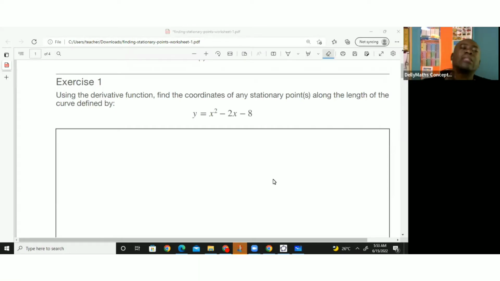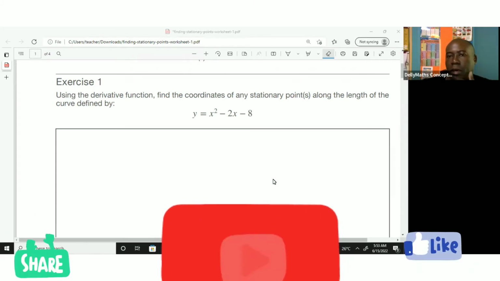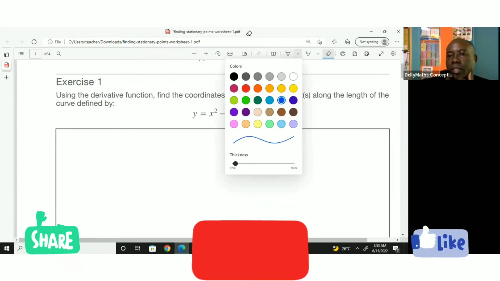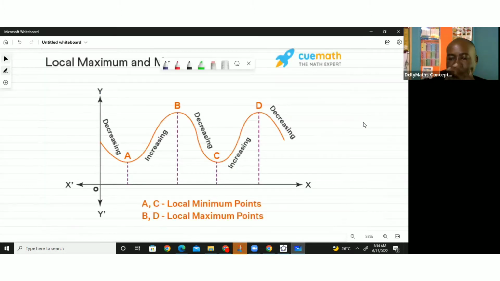What we're going to be looking at in this segment is stationary points, right? But before we start doing the calculations on stationary points, we want to take some time just to look at what we mean by stationary point, and how we can actually find the nature of those stationary points when we find them. Let's take a look at what we mean by stationary points.